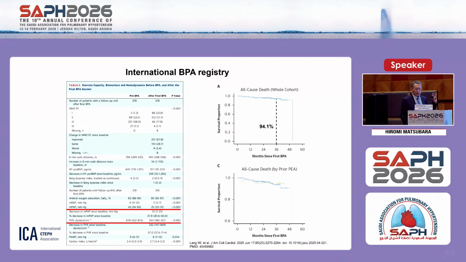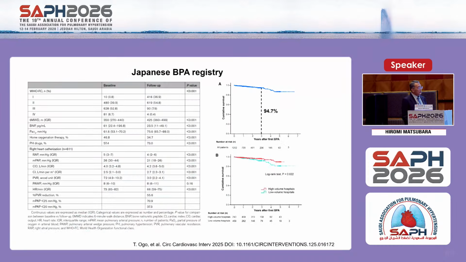94.1%. These are inoperable patients, not candidates for PEA, but still with very good survival. From Japan, last year we also published the Japanese BPA registry results, with a decrease of mean PAP of about 30%, from 36 to 21. And the 3-year survival rate was almost similar to the international registry data.